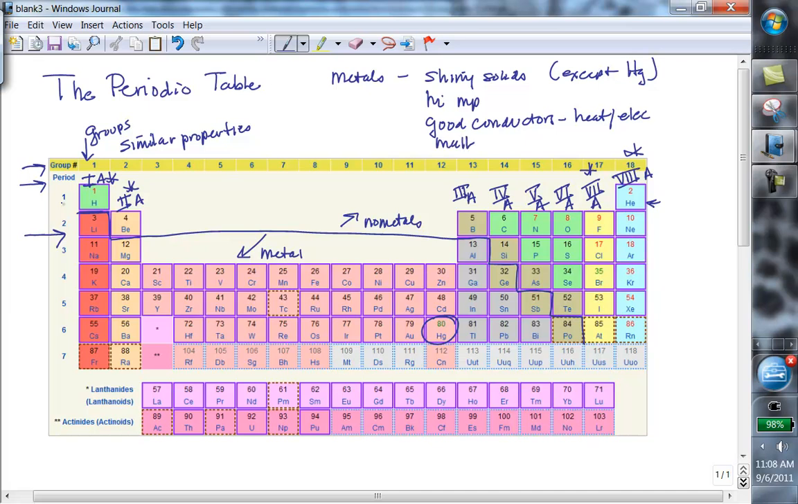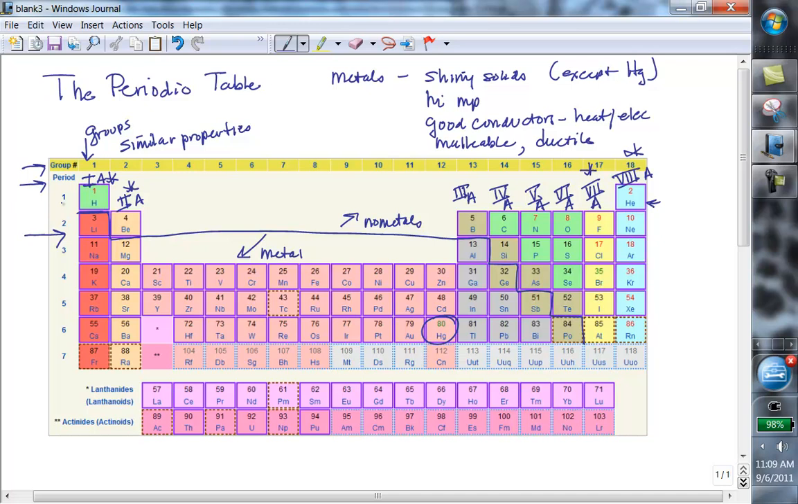They are malleable, which means they can be hammered into a sheet, and they are ductile, which means that they can be pulled into a wire. And some metals are better at these things than others. For example, tungsten is a really brittle metal, whereas some other metals like gold are extremely soft.